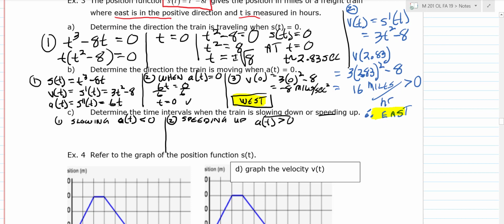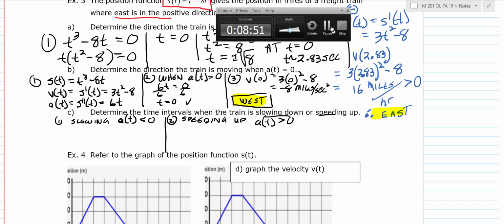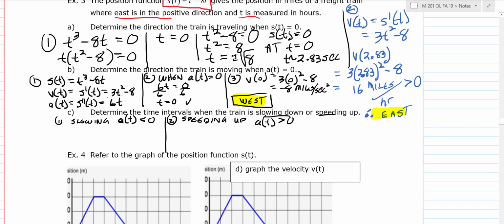So what we would do on this then, okay, so the acceleration is 6t. Okay, so we're going to solve a couple of inequalities. Slowing down is going to be when the acceleration is less than 0. Well, that would be when the time is less than 0, so we can't have that. So we would just have to conclude that we're never slowing down, because time can't be less than 0. Okay, now speeding up, we're going to do the acceleration, which is 6t greater than 0.